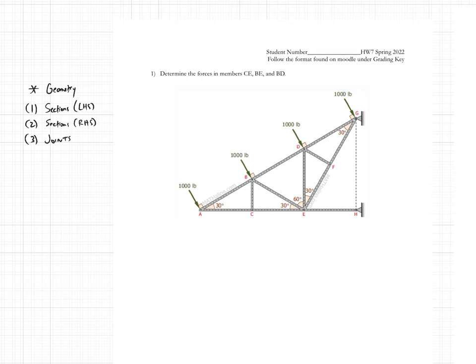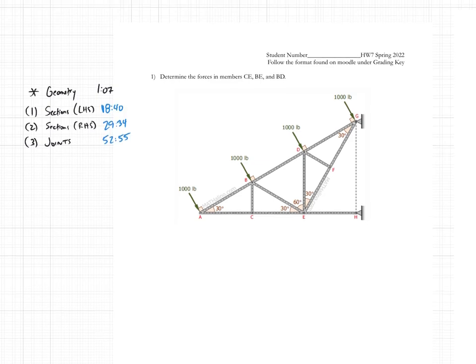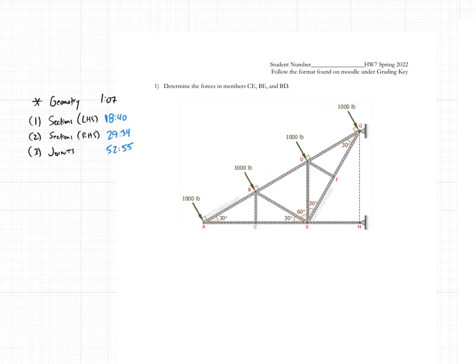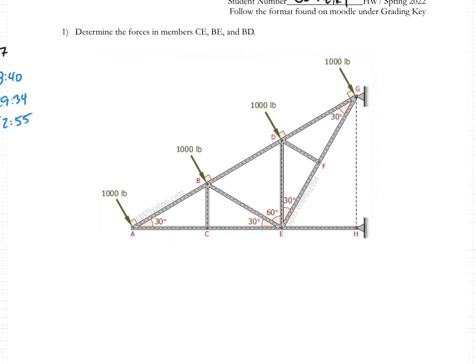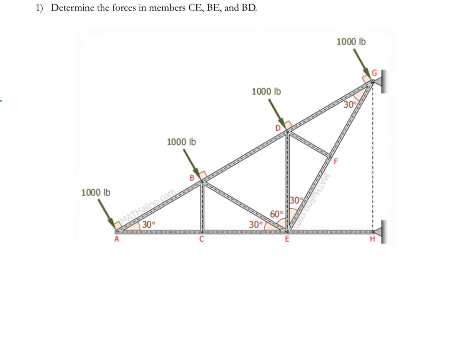So what I'm going to do is put the time that these things start. Obviously, the geometry starts at like 1:07. So let's go in here and let's do the geometry. The geometry is going to hold for every solution. We're going to use it for all of them. Okay, so here we go. Let's zoom in and let's start solving for some geometry.